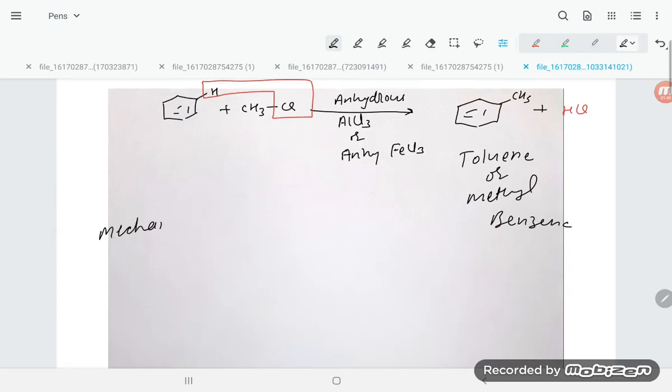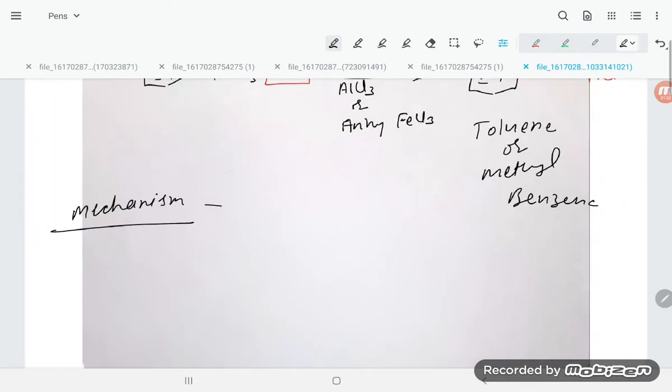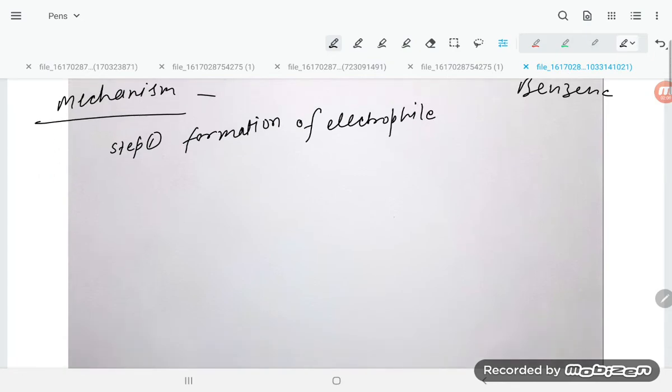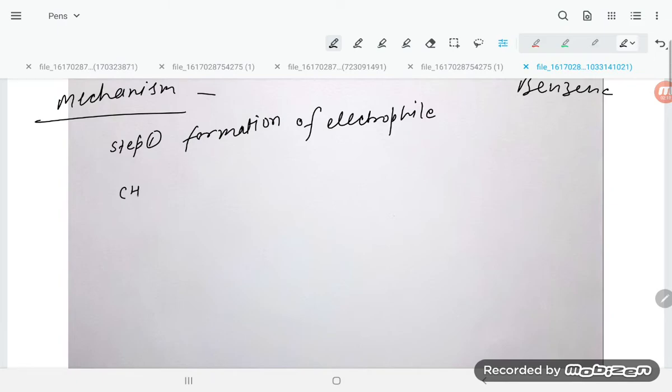So if you talk about the mechanism, dear students, in the mechanism, 3 steps are involved here. So firstly let's have a look over step number 1. Step number 1 means what, student? That is formation of electrophile. In step number 1, formation of electrophile is there. So how is it forming? CH3Cl is there, and if you see AlCl3, student, this is the negative charge, and here this is the positive charge, and here octet is not completed, dear student.